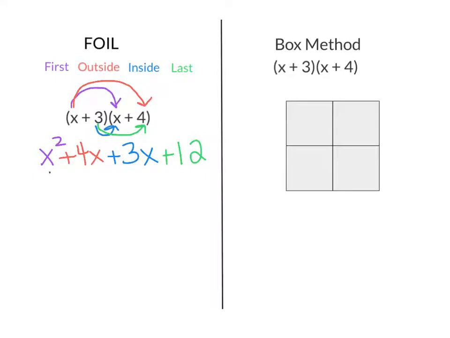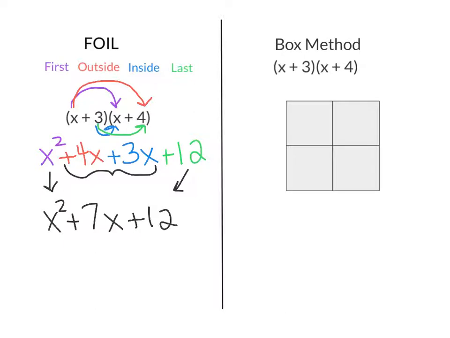So I look here and I have an x squared. There's nothing to combine it with, so I'm just going to bring it down. Then I look here in the middle and I notice that I have a 3x and a 4x. Since those are like terms, I can combine them. So 4x plus 3x is going to give me plus 7x. And lastly, I have this 12, and I'm just going to bring it down because there is nothing to combine it with. So here is my simplified version of a binomial times a binomial.